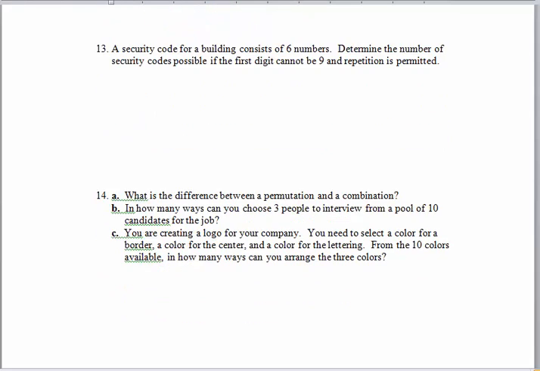And then 13, again, is the same kind of problem. Security code for a building consists of 6 numbers, so we've got 6 slots. The first digit can't be 0, and repetition is permitted. So the first digit can't be 0, so it could be any of 9 other possibilities. And then the remaining 5 digits can be any of the 10 possible digits.